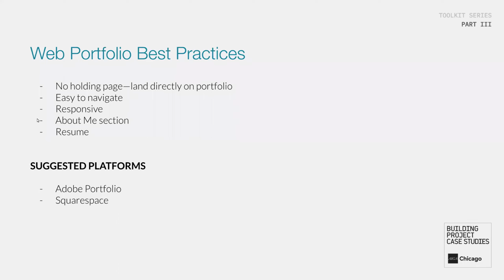And suggested platforms, Adobe Portfolio and Squarespace. So I recommend Adobe Portfolio because it's part of Creative Cloud and it's great. And Squarespace is 50% off for students, which is also amazing. And Squarespace has a nice cart feature. So if you're doing a lot of illustration or have things that you want to sell through your site, it's a nice system to use.